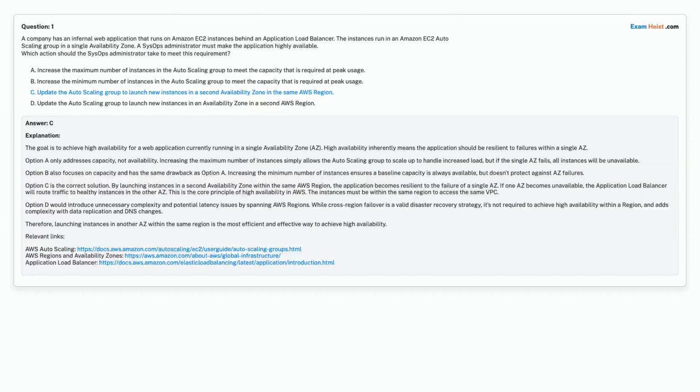Correct answer is Option C. Update the Auto Scaling group to launch new instances in a second Availability Zone in the same AWS Region.